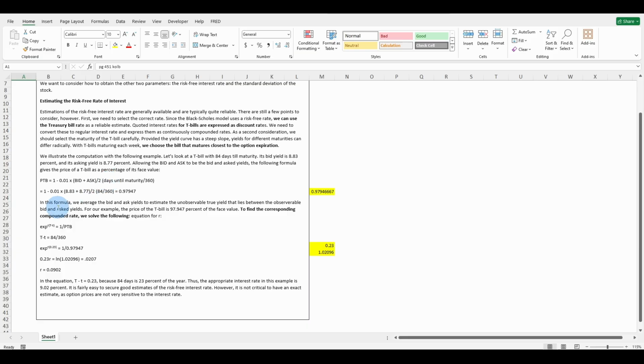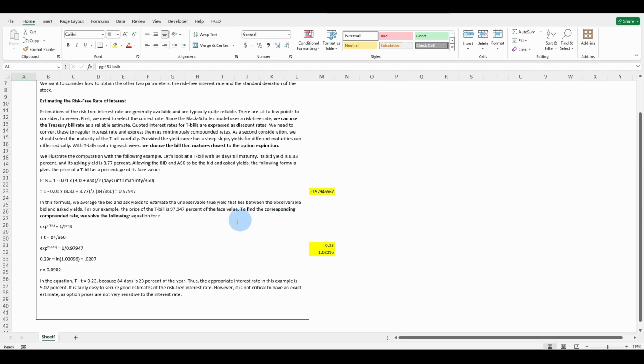So 1 minus 0.01 times (8.83 plus 8.77) divided by 2, times 84/360, equals 0.97947. Note that we're not using hard-coded percentages. We're just using 8.83%, where usually it'd be 0.0883. Here we're just using normal calculations. In this formula, we average the bid and ask yield to estimate the unobservable true yield, which lies between the observable bid and ask yield. For our example, the price of the T-bill is 97.947% of the face value.